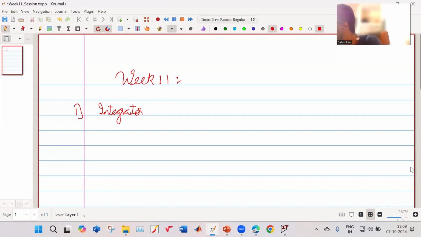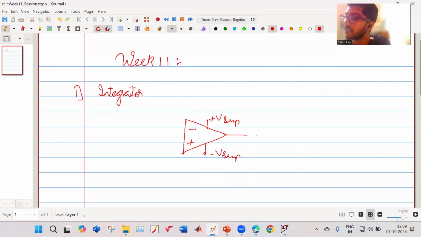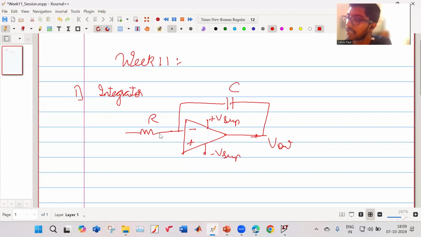Let us say this is an op-amp. Okay, this is the minus terminal, this is the positive terminal. This is the plus V supply, this is the minus V supply. This is the output of the integrator. The integrator works in negative feedback. So there is a capacitor present. Through the capacitor, we feed the output signal back to the negative terminal. And over here, we have a resistor. So this is the R, this is the C. This is my input. And this is connected to ground. Okay.